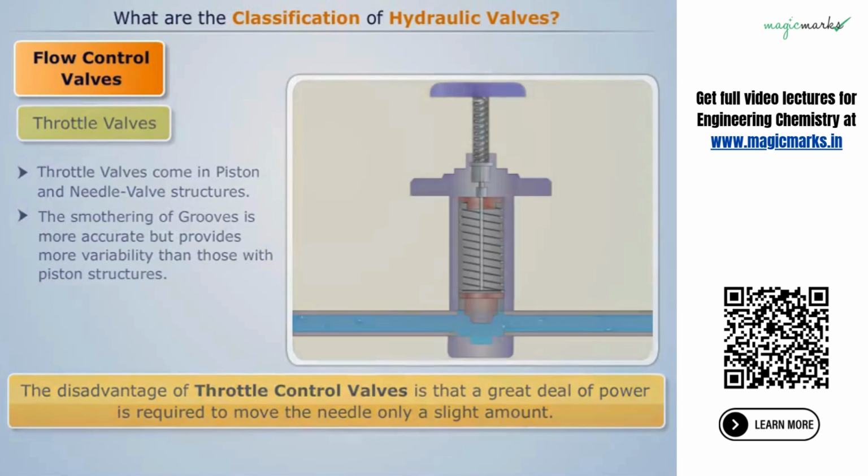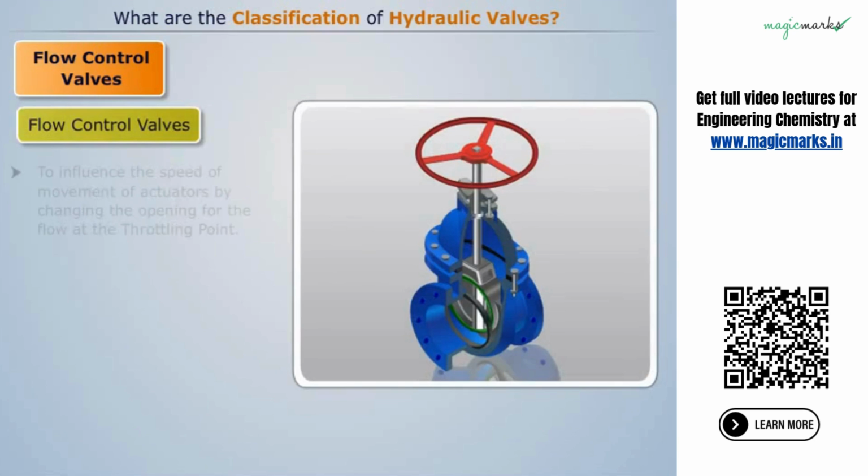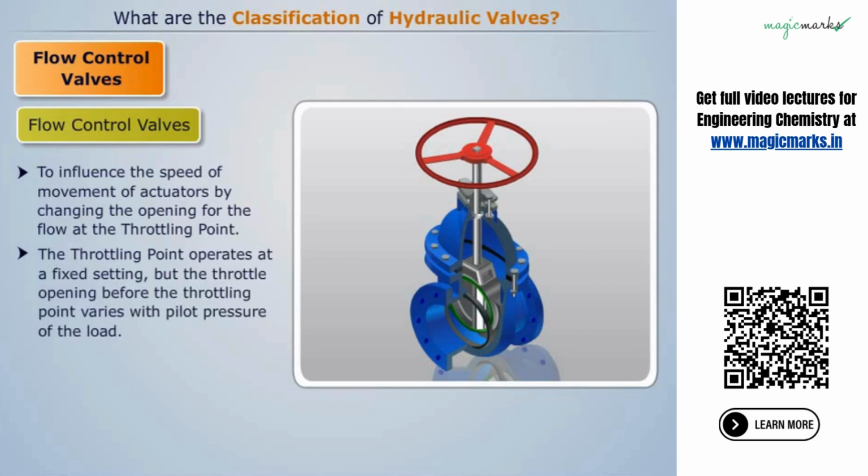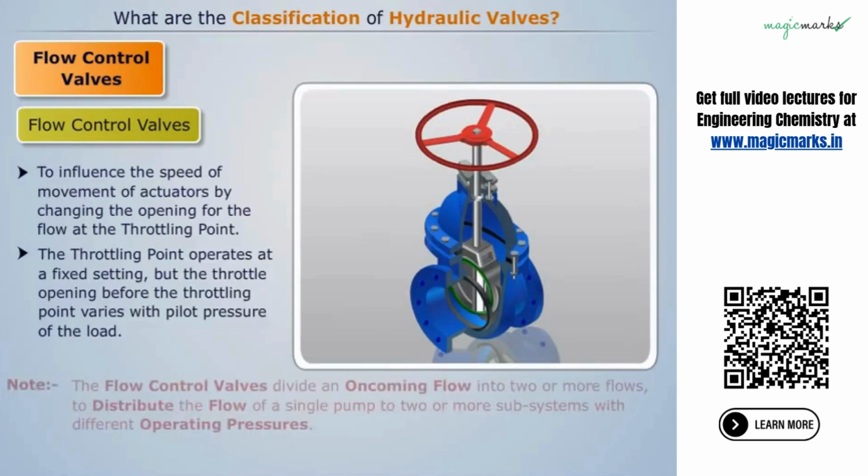Flow control valves are used to influence the speed of movement of actuators by changing the opening for the flow at the throttling point. The throttling point operates at a fixed setting, but the throttle opening before the throttling point varies with pilot pressure of the load. Note that the flow control valves divide an oncoming flow into two or more flows to distribute the flow of a single pump to two or more subsystems with different operating pressures.